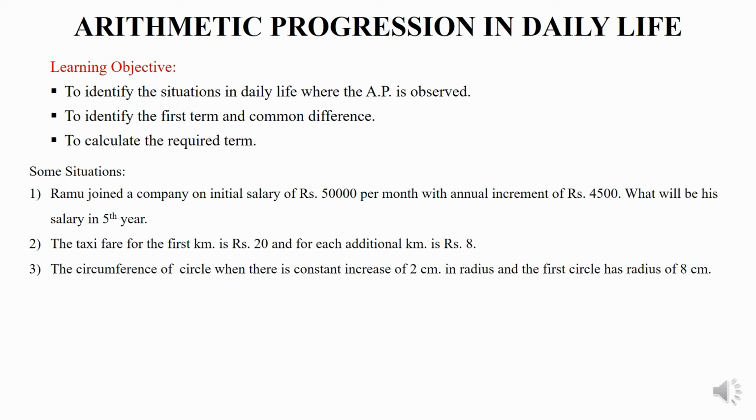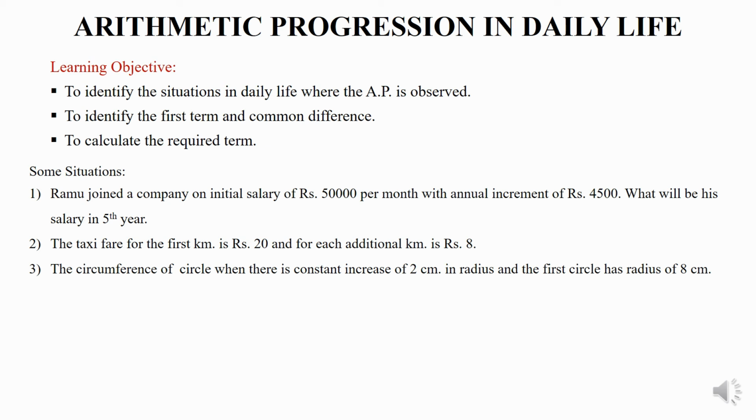Then what they gave is a constant increase of 2 centimeters in radius for the first circle. It means the constant increase is nothing but the common difference, which is the same. But let us see whether the circumferences of the circles are forming an AP or not. The circumference of the first circle became 16 pi centimeters.